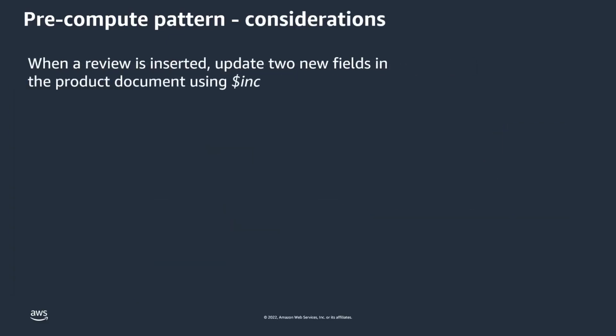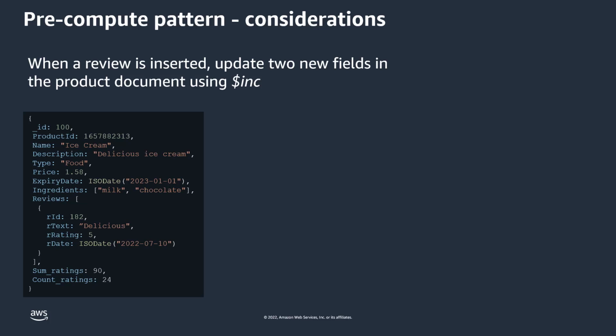Well, instead, what you can do is update 2 new fields in the product document. Each time a new review is added, update the total sum and the count, the number of reviews. This way, the average rating is very easy to calculate by the application just by fetching the product document, and then the division is very easy to calculate.